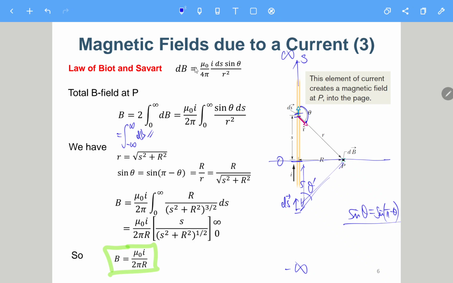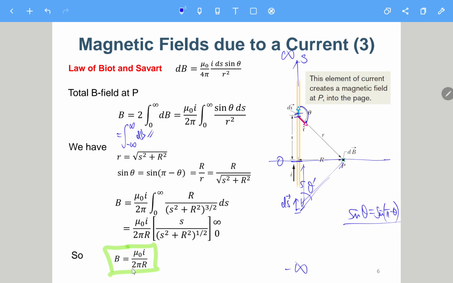Let me plug this into here. So 2 and 4 will cancel each other, and we have mu naught I over 2 pi. The only remaining thing is 1 over r here.